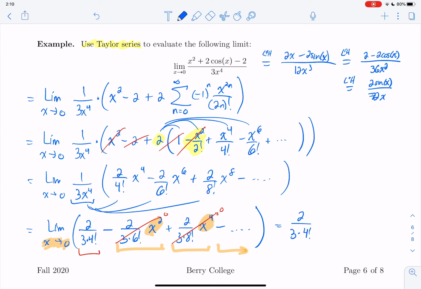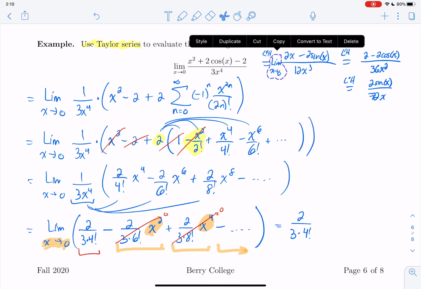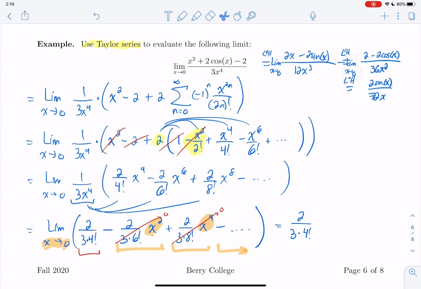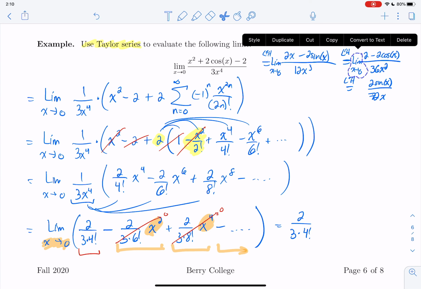It should go without saying I do need to have my limit as x approaches 0 here every single time. I can't be forgetting that. We're going to copy that and insert that in each of these.